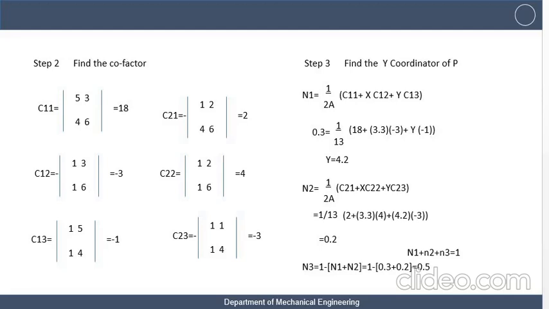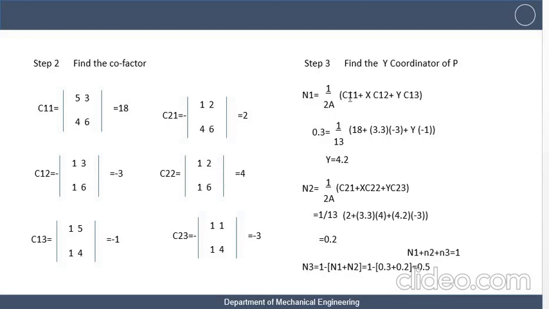The next step is to find out the y coordinate of point P. For this you require n1 and n2. So what is the formula for n1? n1 is equal to 1 by 2A times (C11 plus x C12 plus y C13). In the problem n1 is given, and the area you have already found in step 1.